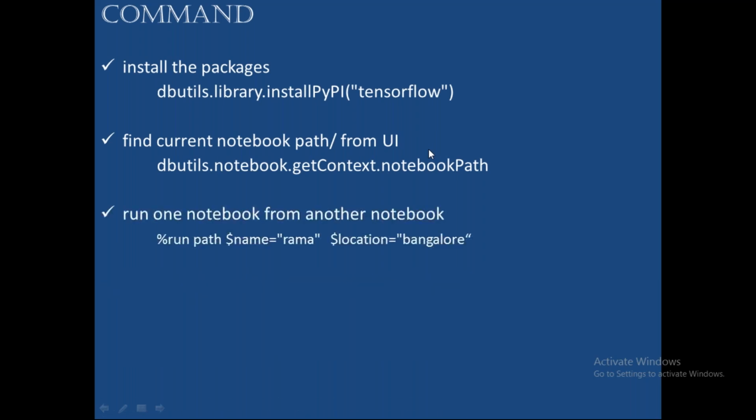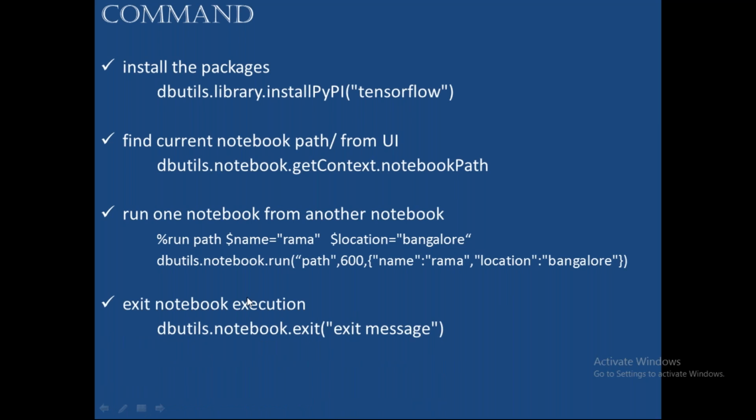Next, run one notebook from another notebook. Let's say run path. This is the first way to run your notebook. There are two ways. The first one, without a dbutils command, is %run, which is a magic command. I want to run the path of the notebook. Which notebook you want to run, and the inputs for the notebook which you are calling. The second way is dbutils.notebook.run. I want to run the path of the notebook and a timeout. If this notebook does not finish execution within 600 seconds, then it will throw a timeout error. The input for this particular notebook is name equal to Rama, location equal to Bangalore.